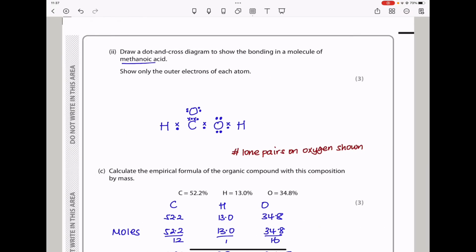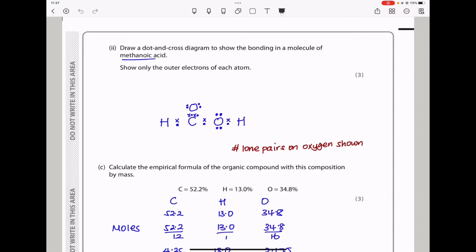Moving on. Here they say, draw a dot and cross diagram to show the bonding in a molecule of methanoic acid. Show only outer electrons of each atom. So we know each carbon has 4 electrons in the outer shell, each oxygen has 6, and each hydrogen has 1. So I position them in this manner. We know methanoic acid is actually like that.